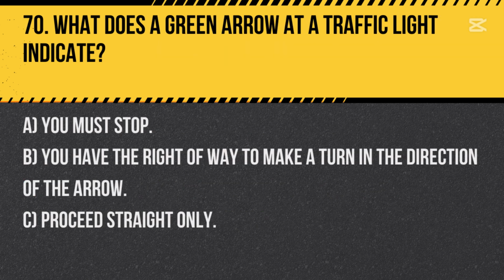Question 70. What does a green arrow at a traffic light indicate? A. You must stop. B. You have the right of way to make a turn in the direction of the arrow. C. Proceed straight only. Answer: B. You have the right of way to make a turn in the direction of the arrow. A green arrow allows drivers to proceed with a turn safely, indicating that oncoming traffic has a red light.